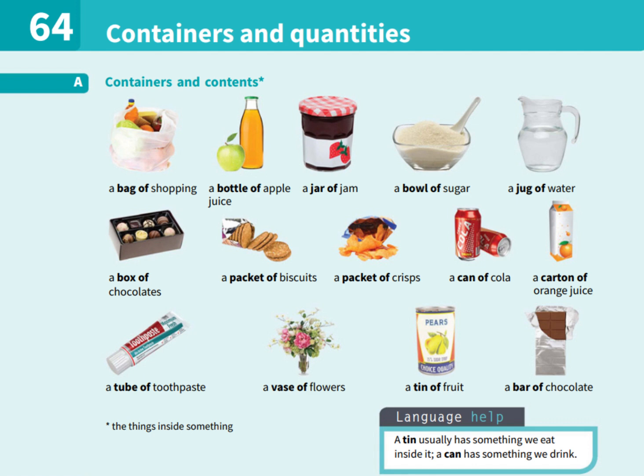Language help, tins and cans. A tin usually contains something that we eat. For example, a tin of fruit. A can usually contains something that we drink. For example, a can of cola.